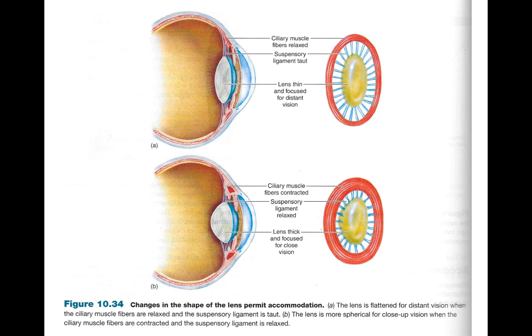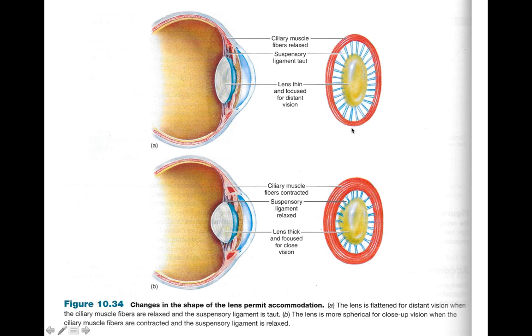So what I want to show you is how the lens changes shape for focusing on objects that are far or near. For distant vision, the lens is going to be pulled taut. Basically the ligaments that are attached to the lens will be pulled by the ciliary muscle, and it'll make it nice and taut, and this is very good for distant vision.